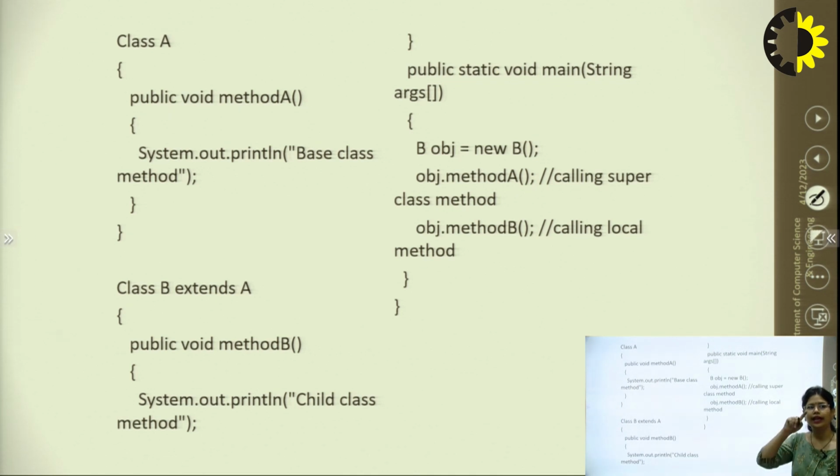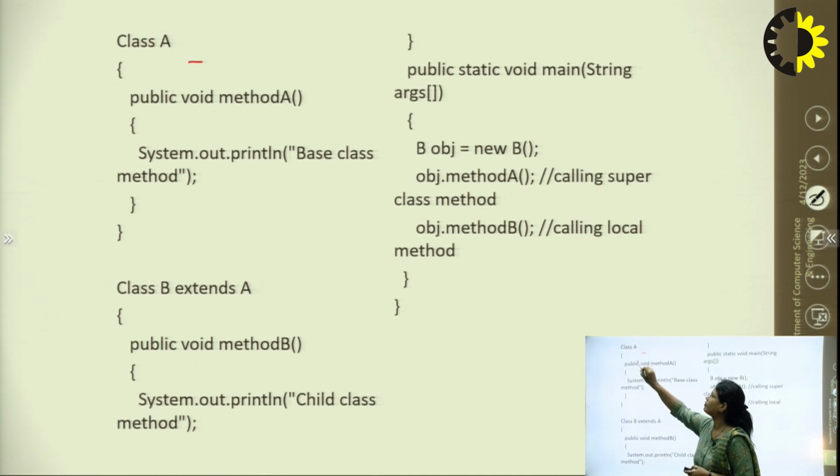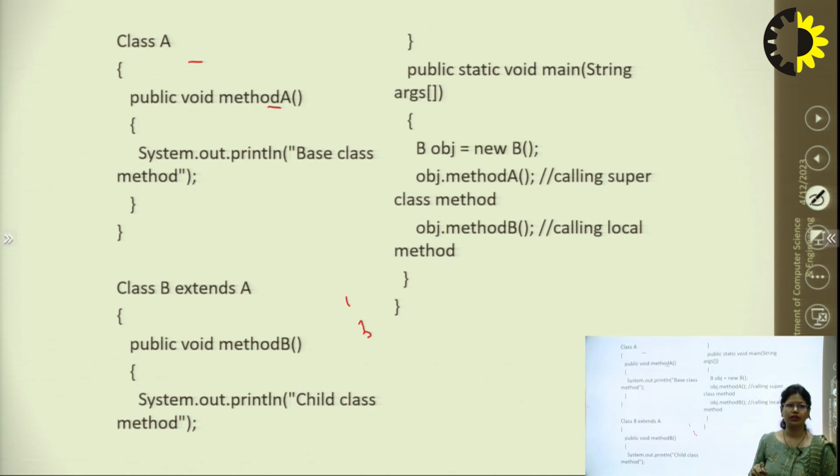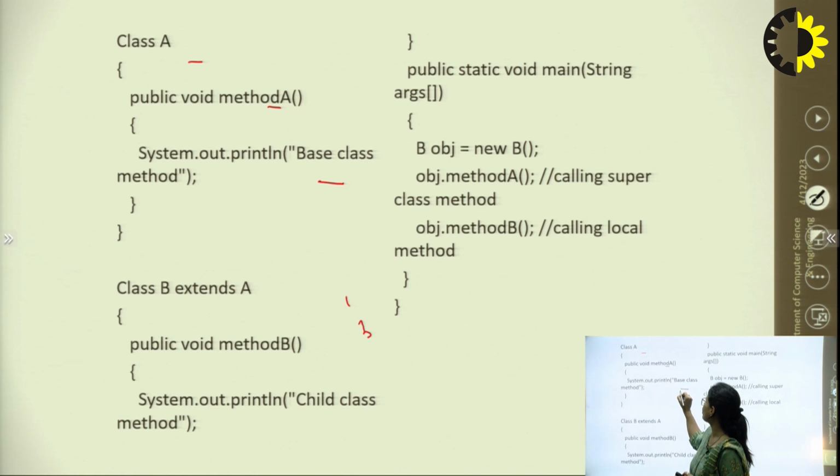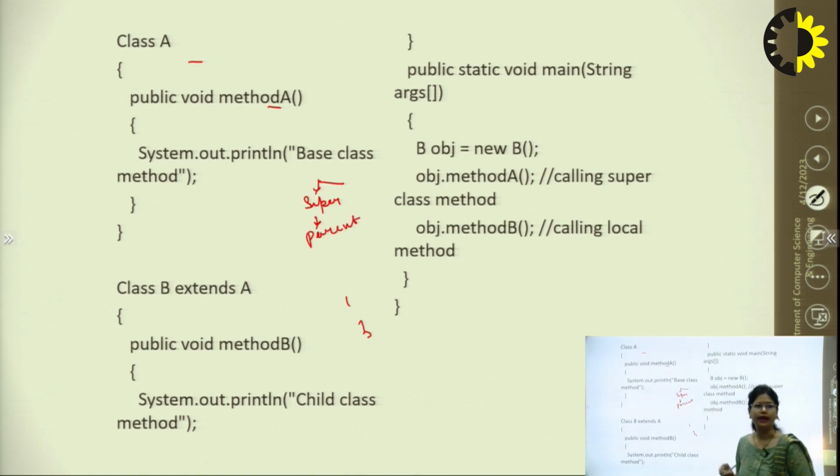For example, I have a class A, where I am defining a method A in which I am printing that it is a base class method. Whenever we talk about base, super, parent, they are all considered as one. Always remember that whether it is base, super, or parent, it is the same. So that is a super class I have created, in which I have defined method A, and we are printing the base class method.